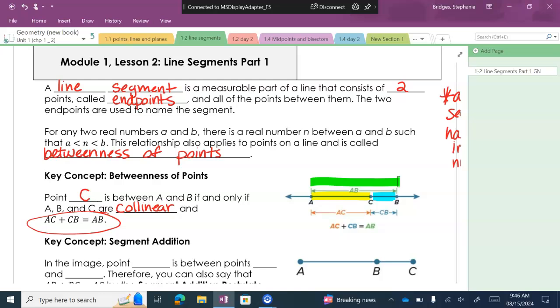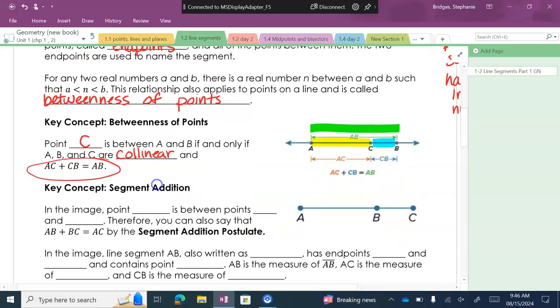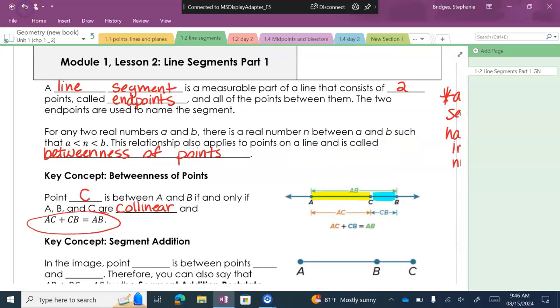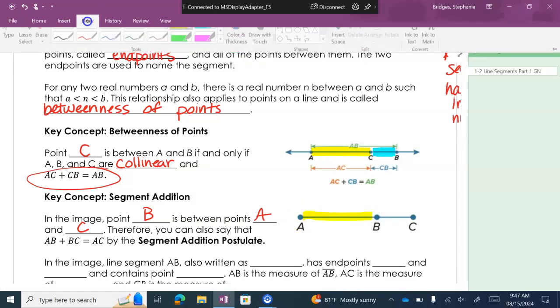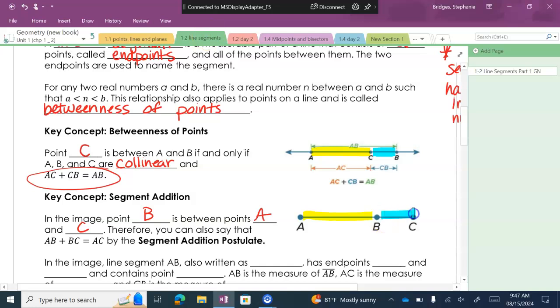It basically says, in the image to the right, point B. Whoa, that's not a pen, that's a highlighter. Sorry. Try that one more time. Point B is between points A and C. So therefore, again, we can say that we can take the two small segments, AB plus BC, and that will equal the entire segment AC. We just changed the letters around, but you get the idea.